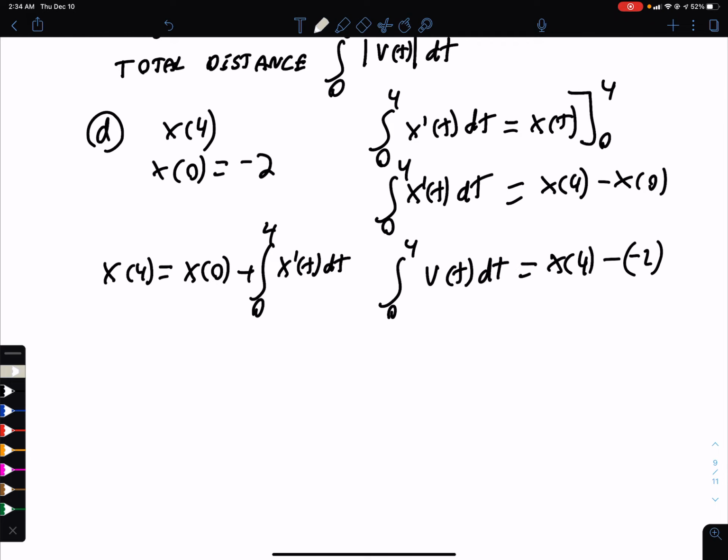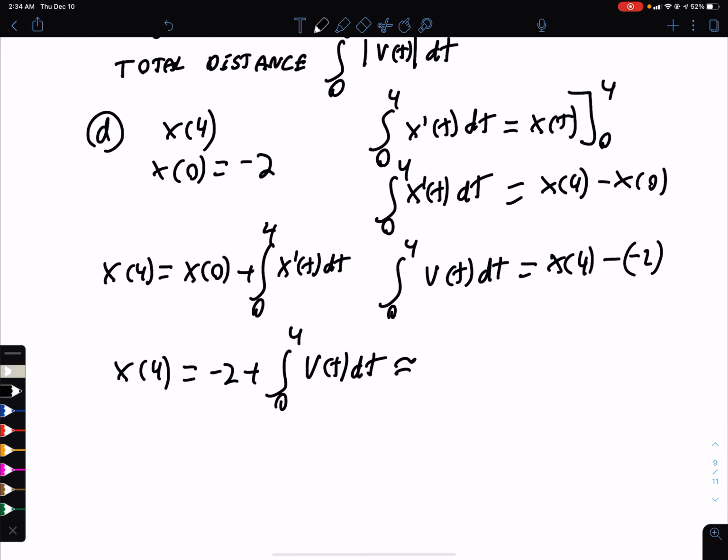Therefore, the application for this is x of 4 is x sub 0, the starting position, which I should know is -2, plus the integral from 0 to 4 of v of t dt. I know v of t. I pop that in my calculator, and I get an answer. So you would just do that in your calculator, and you would get some answer. I'm not going to do that right now, but this is huge.